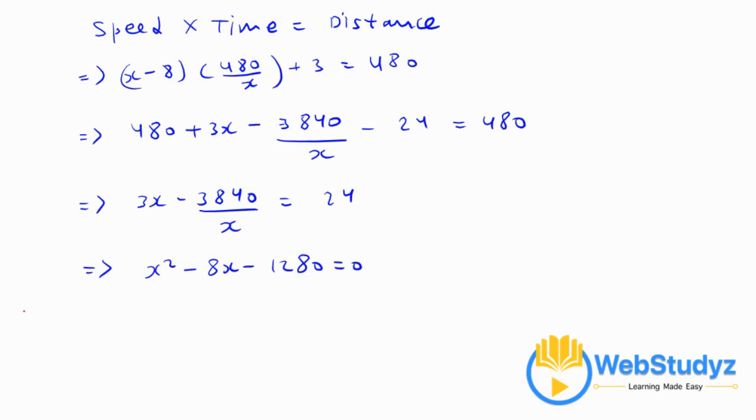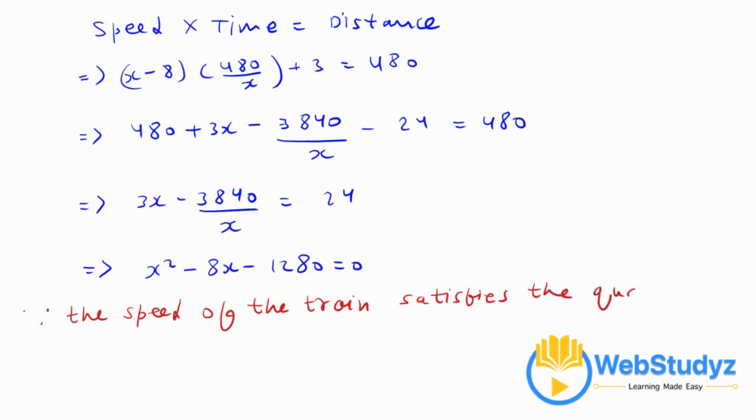So from this we can say that the speed of the train satisfies the quadratic equation, which is x square minus 8x minus 1280 is equal to 0, which is the required representation of the problem mathematically.